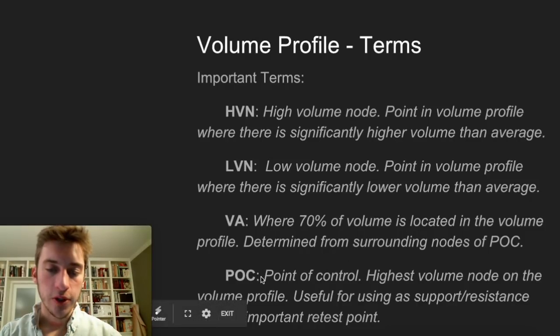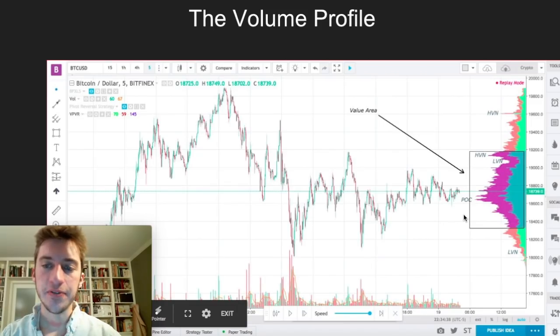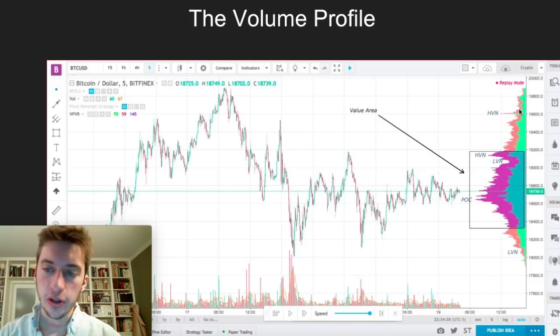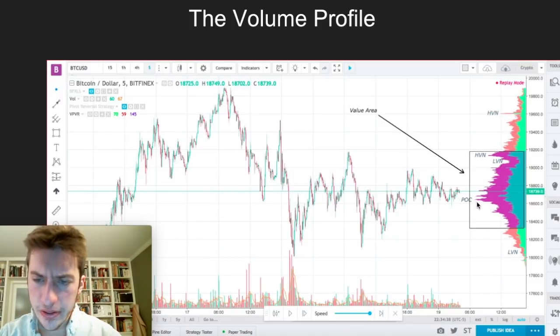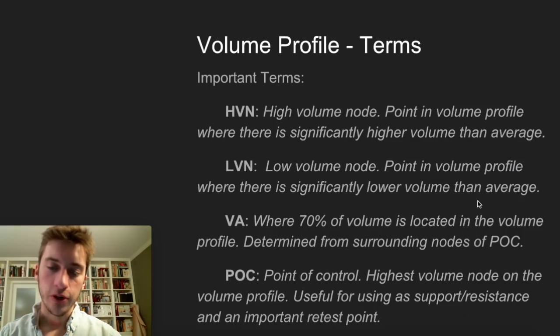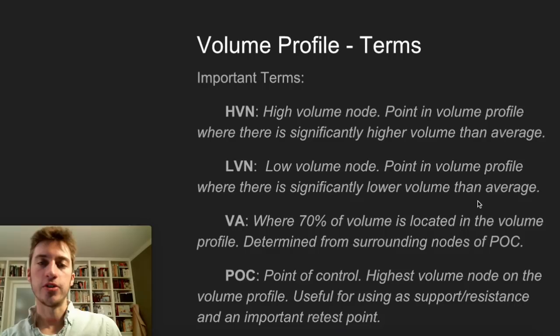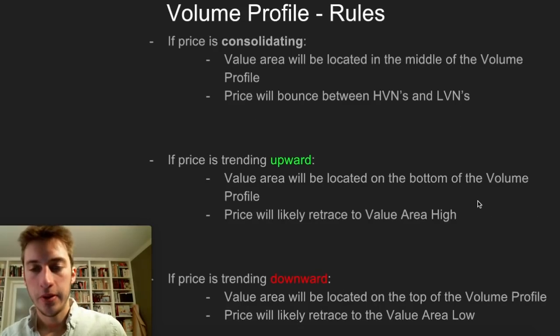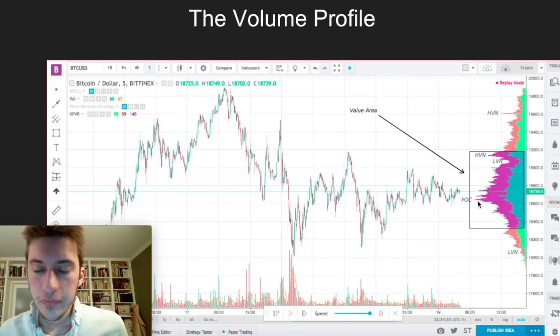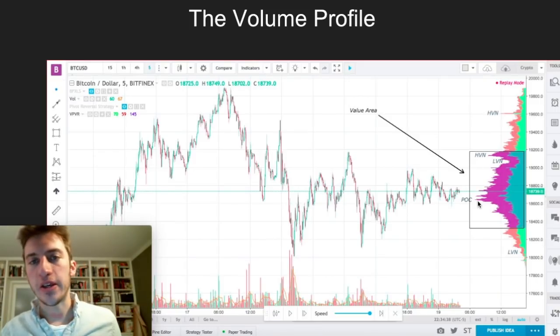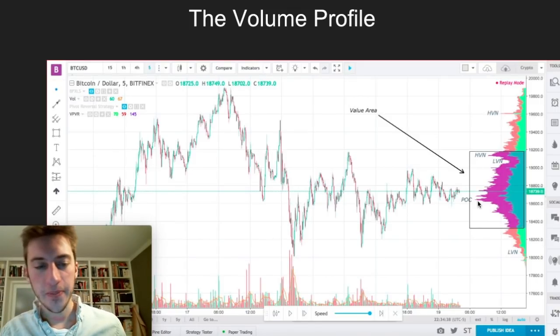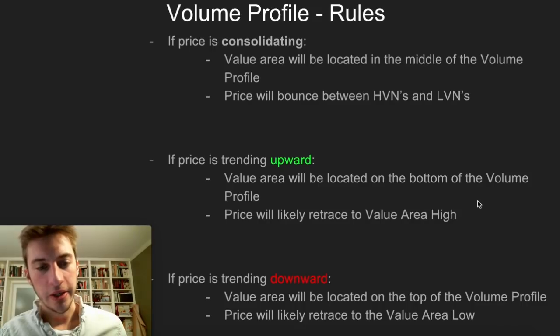We also have the point of control. This is the highest volume node on a chart. We can see the longest volume bar had occurred right here-ish, at around 18.6. So we can see that a lot of volume was transacted here. And like I had said, that's important for gauging as support and resistance and also as a retest point. Okay, so that wraps up the 4 major things that you want to be looking at with your volume profile. Now let's get into some rules of how to trade it.